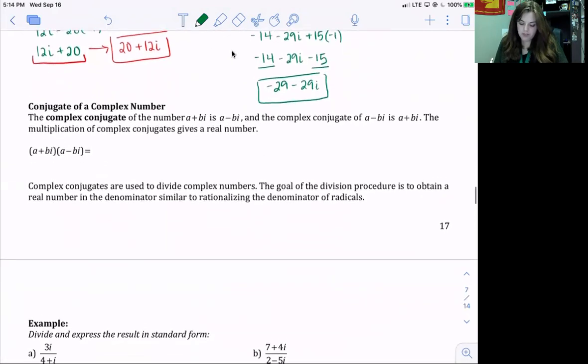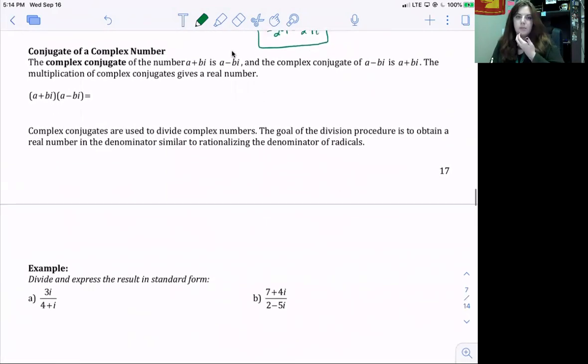Okay, then we're going to use the idea of a conjugate of a complex number. We looked at this a little bit when we were looking at multiplying polynomials. So the complex conjugate of the number a plus bi is a minus bi. The complex conjugate of a minus bi is a plus bi. The multiplication of complex conjugates gives us a real number.